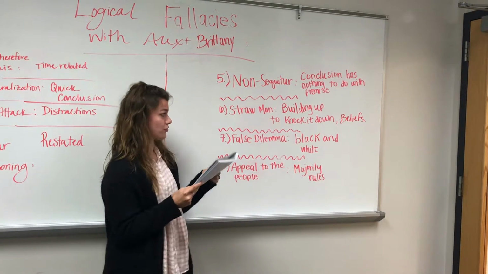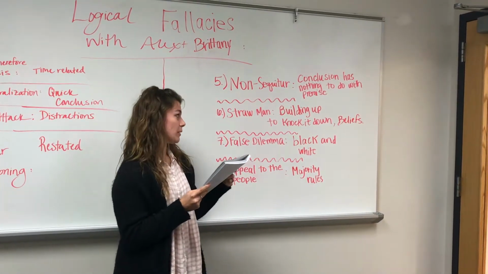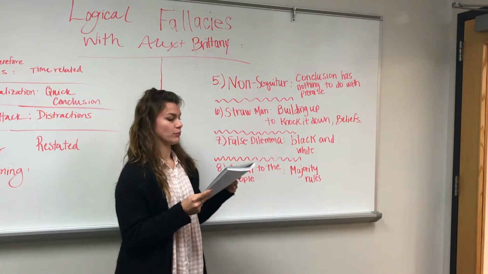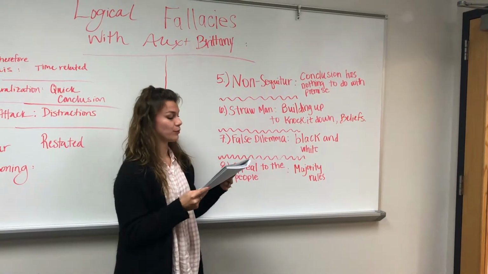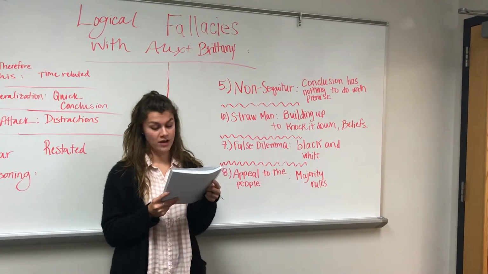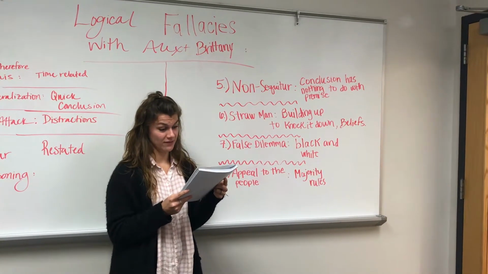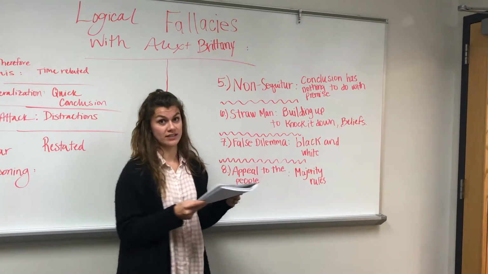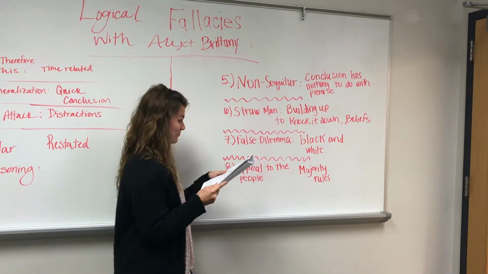For number six, a straw man. You're pretty much building up your premise to knock it down, which is based on beliefs. So an example would be a biology teacher begins evolution by stating that all things evolve. A student says that she can't believe that humans came from bugs. Obviously, humans did not come from bugs.